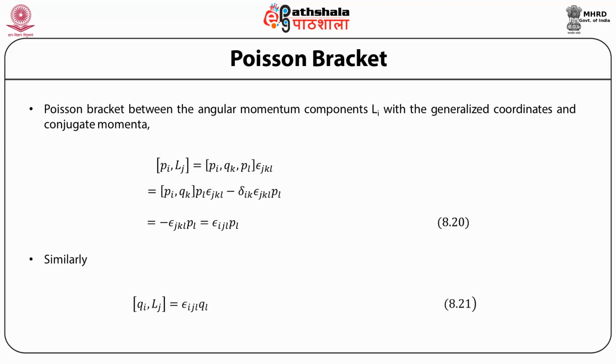And similarly, the Poisson bracket between the ith component of the generalized coordinate and the jth component of angular momentum is equal to epsilon ijl Ql. Now, the Poisson bracket of the product P dot Q with Lj can be evaluated, and it is found to be 0.